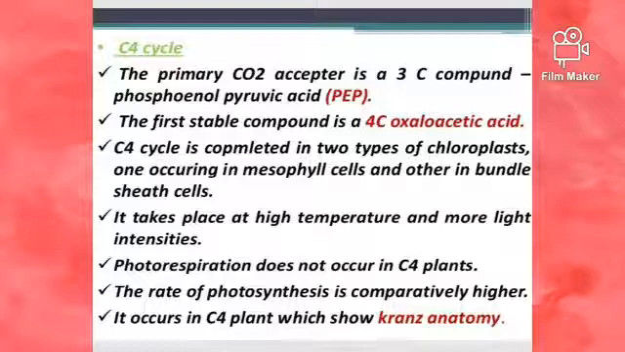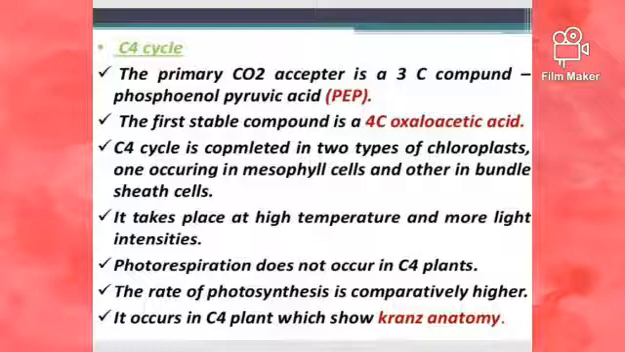This phosphoenol pyruvic acid accepts the atmospheric carbon dioxide and helps in the synthesis of a 4-carbon compound called oxaloacetic acid. Due to the formation of oxaloacetic acid as the first stable product, this pathway is called the C4 pathway. These C4 plants show a special anatomy called Kranz anatomy.